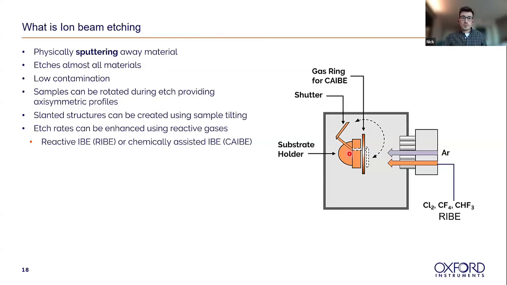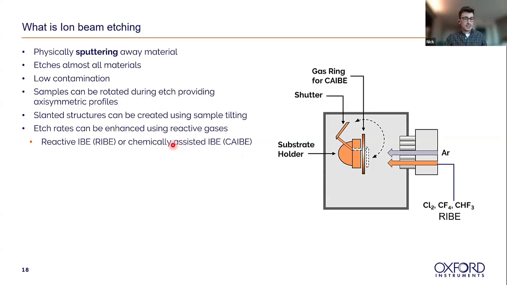I should mention as well that one of the interesting things is that the sample table itself, the substrate holder, can be rotated as we're doing the etching. I'll talk a little bit about how that can be very beneficial for processing later on. You can also slant this substrate holder. That can be very beneficial for removing some unwanted side processes in your etch. Again, I'll talk a little bit about that later. They can also be used to etch slanted structures into your sample.